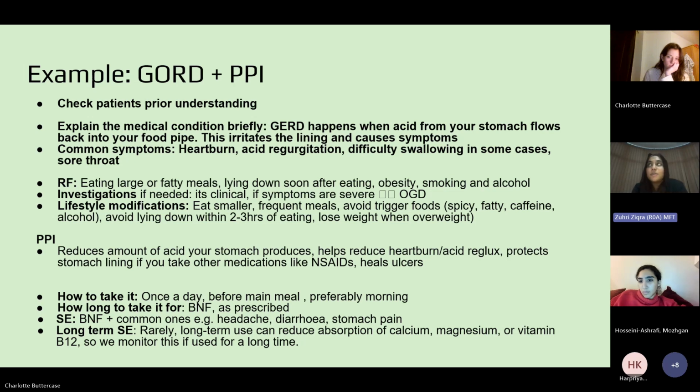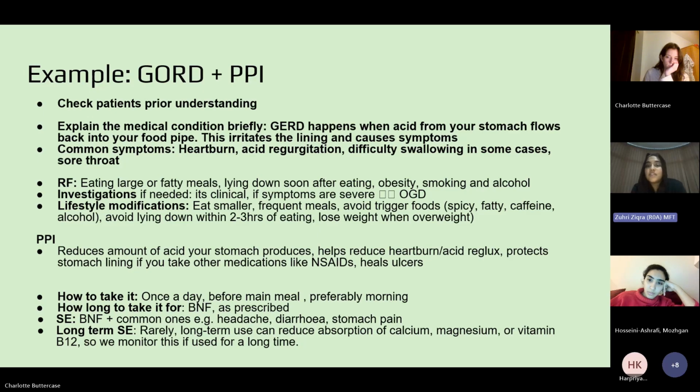Side effects, again, common ones, common GI ones are always the same: diarrhea, a bit of stomach pain, but you will have the BNF in front of you. If in doubt, just have it opened up while you're talking about the condition so that when you get to the PPI, you can easily explain it. Long-term side effects to look out for, you should mention some rare ones just in case, but can reduce absorption of calcium, magnesium, vitamin B12, but people don't tend to be on it for a long time is something you can mention, but if they have to be, it'll have to be something monitored.